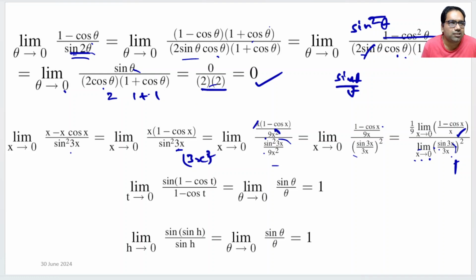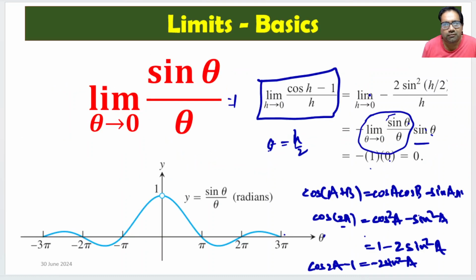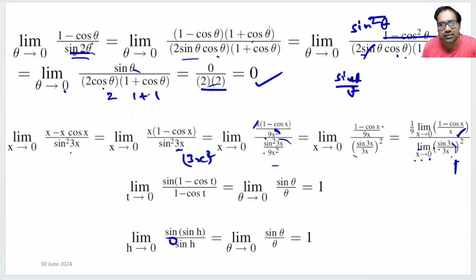Now 1 minus cos x by x. In the very beginning, we already proved this. Right. 1 minus cos x by x, or cos x minus 1 by x. Right. We already proved that in the beginning. Now here we are getting the same thing. 1 minus cos x by x.